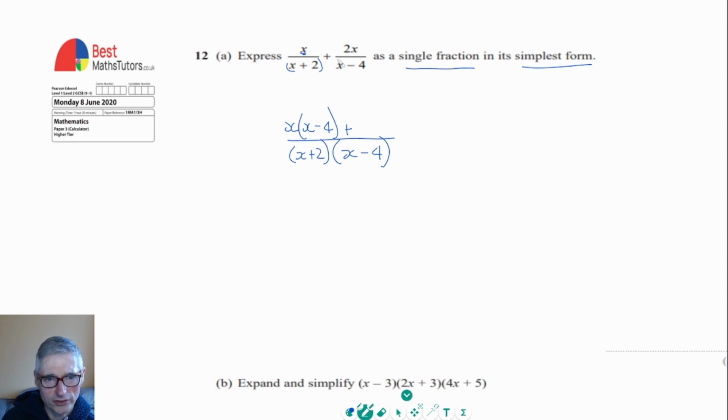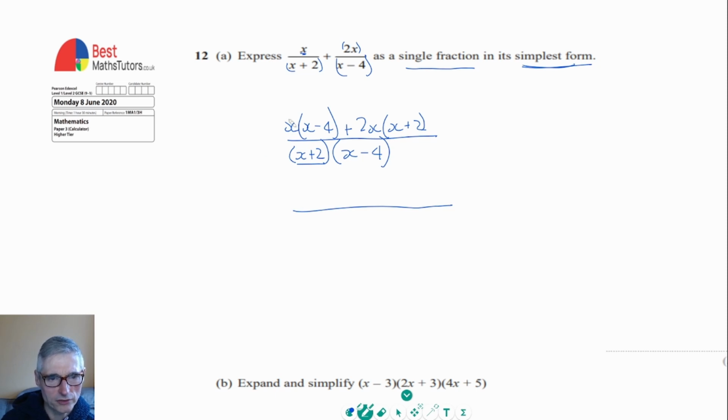And we can see for the second one, we multiplied the denominator there by the x plus 2. So we've got to times the 2x on the top there by the x plus 2. So it's 2x times by x plus 2. And so we just got to do a lot of tidying up here because we've got to give it in its simplest form. So what I'm going to do is multiply out that top line there.